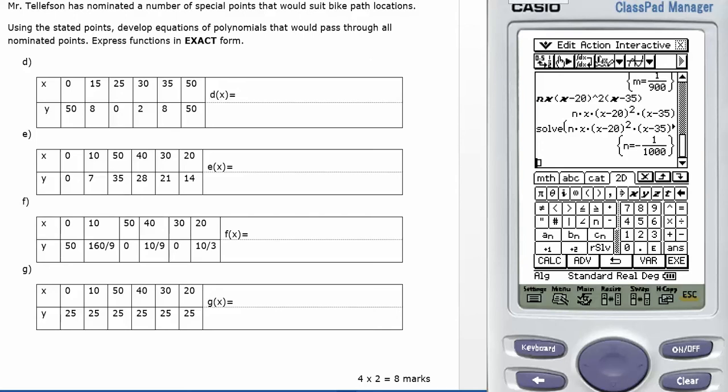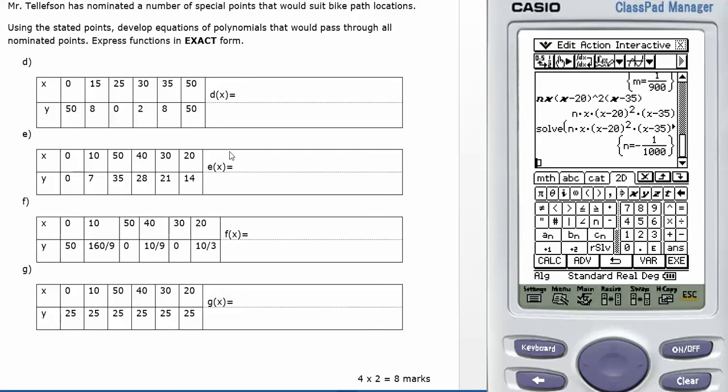This is for Year 11 Methods. It is the Chapter 3 SAC for 2014 and it's question 4D, E, F and G. Mr. Tollefson has nominated a number of special points that would suit bike path locations. Using these points, develop equations of polynomials that would pass through all these nominated points, express functions in exact form.